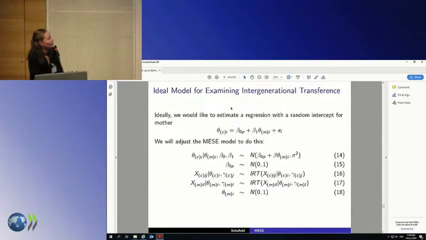So ideally, what we want is to measure theta at the child level as dependent on a random intercept model where we're going to have a random intercept for mother. So P is the mother in this case, since moms can have more than one kid. And the child's human capital will be dependent on the mother's human capital. So we've adjusted the MICI model to do this.